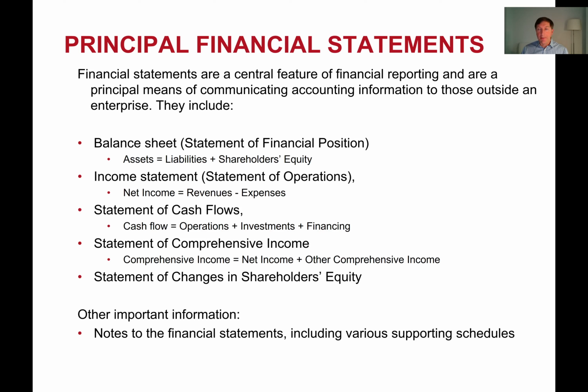We have the statement of comprehensive income, which is a somewhat more technical statement. It says that comprehensive income equals net income plus other comprehensive income, right? So what is this other component? It is basically unrealized gains and losses that accountants view as kind of temporary, and for this reason they are not included in the income statement, right? They are likely to reverse in the future.